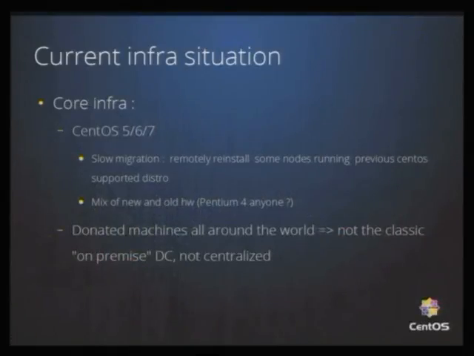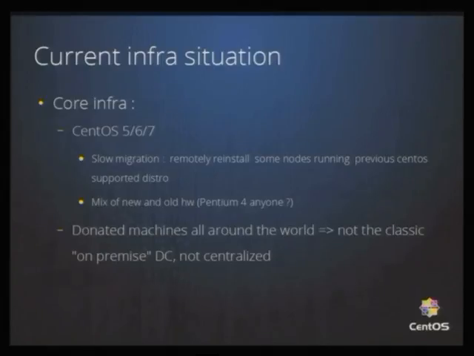So the current situation is that we are just eating our own dog food, so we are still running CentOS 5, 6, or 7. But in fact, of the CentOS 5 nodes, there is only one node at the moment still running CentOS 5, which is a Xen dom0 hosting some virtual machines, so we just need to move that somewhere else. But we still have some machines running CentOS 6, and obviously the new machines that were donated to us are running CentOS 7.